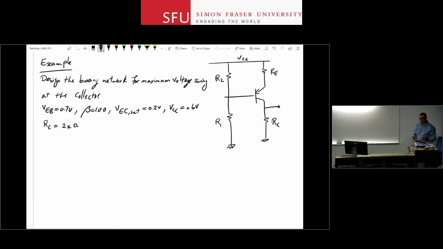Now, we want to bias this transistor such that we have the largest voltage swing at the collector terminal. As I said previously, we usually put around 0.2 to 1 volt across this RE to absorb those changes in, let's say, beta or VBE on due to temperature variations. So let's assume that we set aside 0.2 volts here. It's a conservative amount. My voltage supply is not too large, only 6 volts, and I don't want to put too much voltage across RE. So let's assume I use that 0.2 volts across this resistor to give me the bias stability that I need. Okay, with a VEC saturation of 0.2 volts.